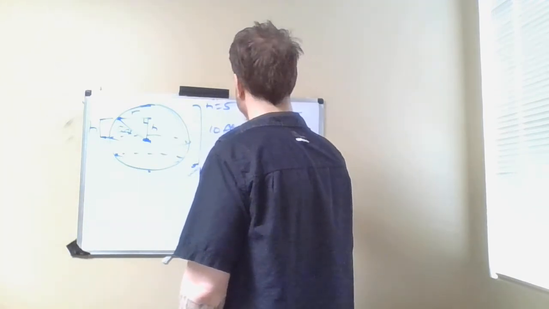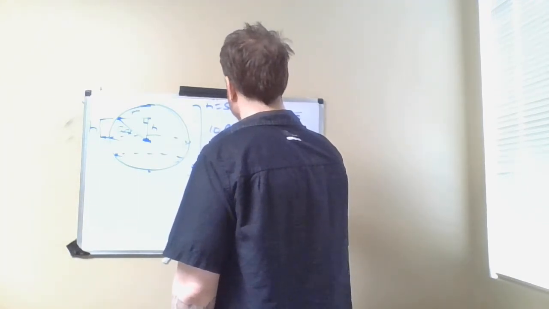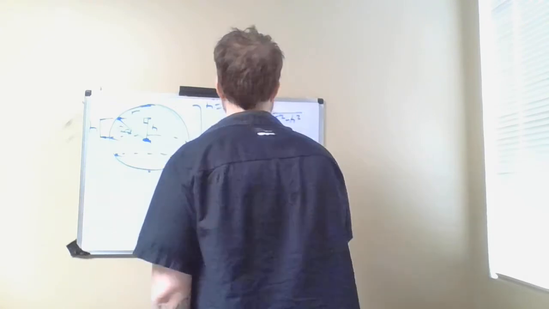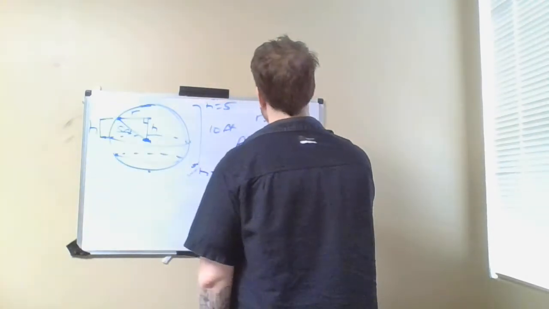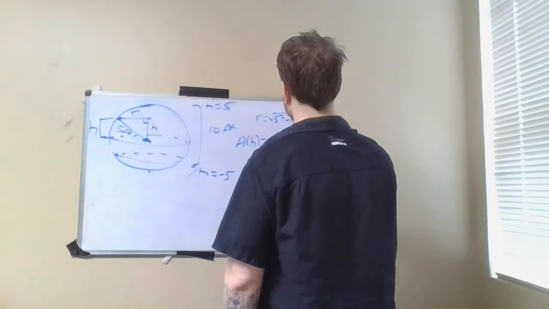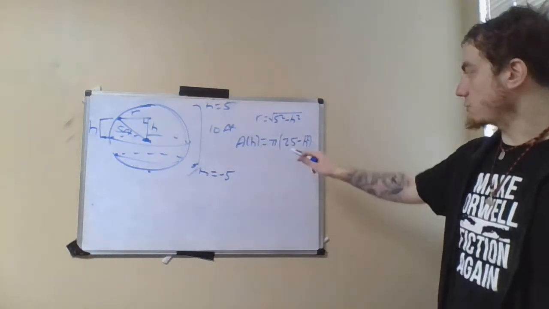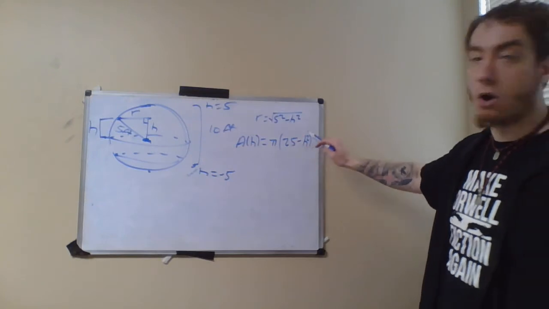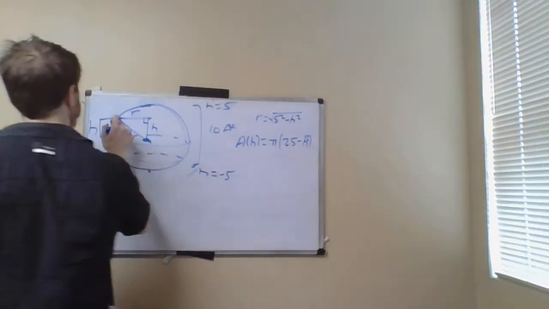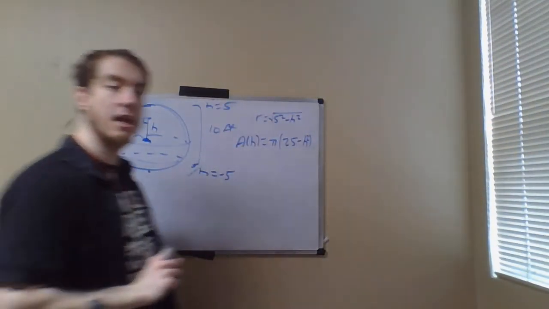And that means that the area as a function of h is going to be equal to pi times 25 minus h squared. Because remember, the area is pi times r squared. So this gives me the area of one of these slices.